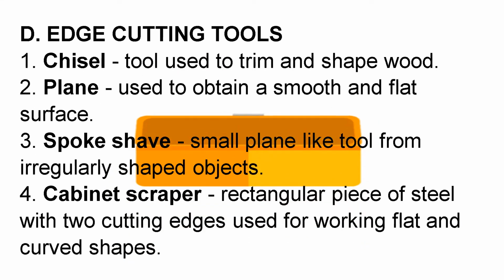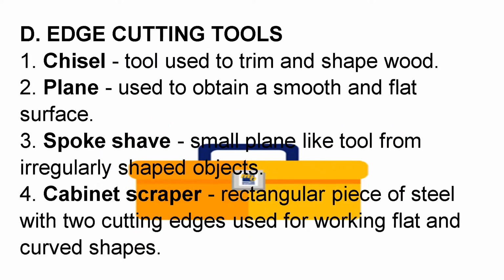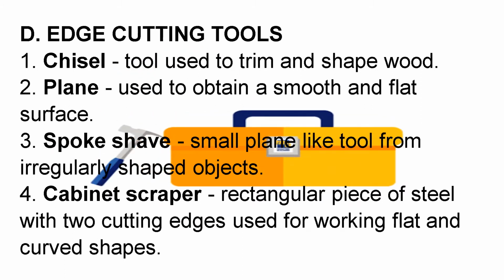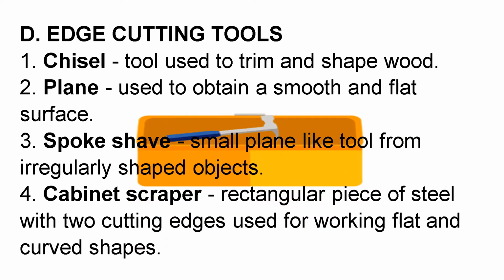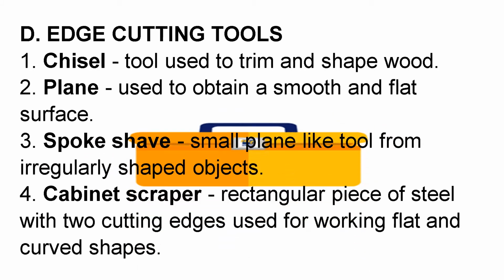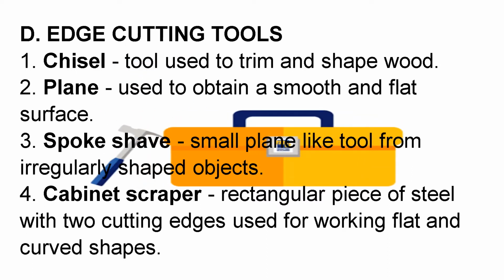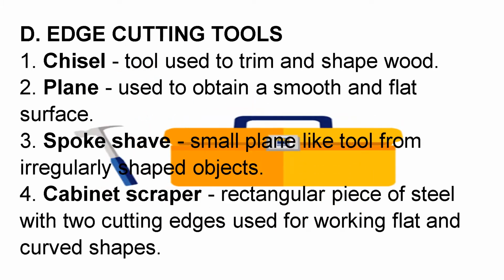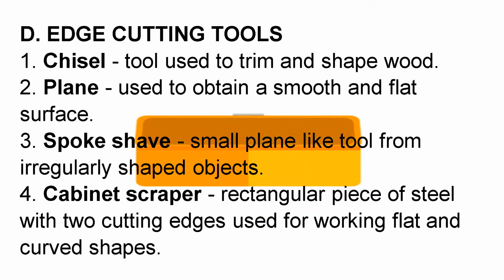Then, letter D, edge cutting tools. The tools in edge cutting: first you have the chisel, a tool used to trim and shape wood. Then, plane, used to obtain a smooth and flat surface. Third, the spokeshave, a small plane-like tool for irregularly shaped objects. Then, cabinet scraper, a rectangular piece of steel with two cutting edges used for working flat and curved shapes. Those are the tools under edge cutting.